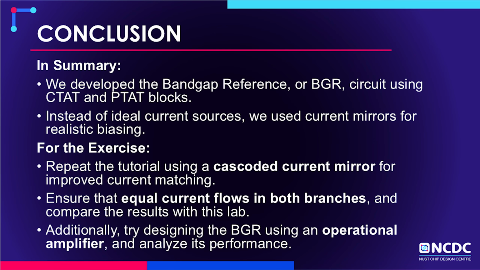In summary, we developed the bandgap reference, or BGR, using CTAT and PTAT blocks. Instead of ideal current sources, we used current mirrors for realistic biasing. For the exercise, repeat the tutorial using a cascoded current mirror for improved current matching. Ensure that equal current flows in both branches and compare the results with this lab. Additionally, try designing the BGR using an operational amplifier and analyze its performance.